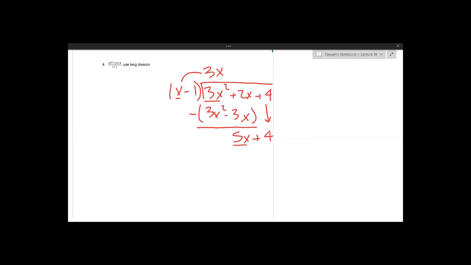We know that x goes into 5x 5 times. We're also going to multiply this whole expression by 5 to evaluate. So we have 5x minus 5. We have to subtract. So then we have 5x minus 5x is 0. 4 minus negative 5 is 4 plus 5, which is positive 9.